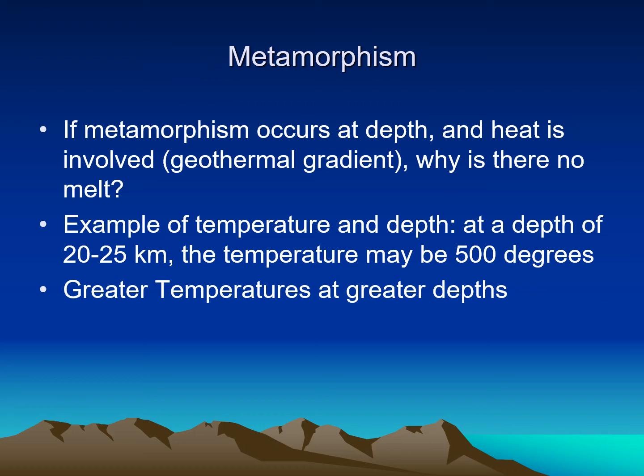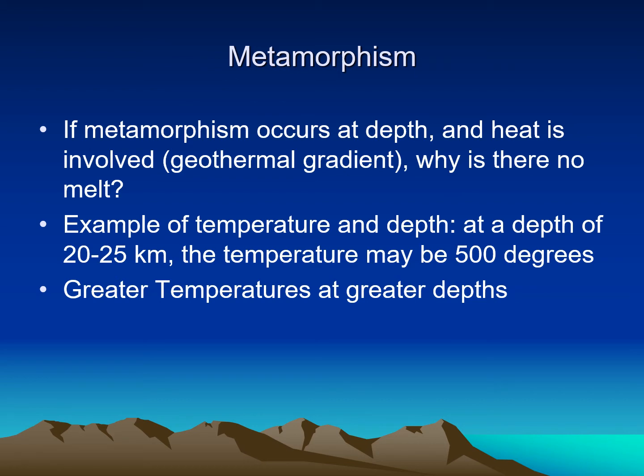All right, so we're kind of introducing a question here that's, well, we've talked about this already. I think we talked about this back when we did igneous rocks. Okay, so metamorphism is occurring at depth. It's in the lower portions of the crust. So there is heat involved from the geothermal gradient or from a nearby igneous intrusion if you have one. So why is there no melt?